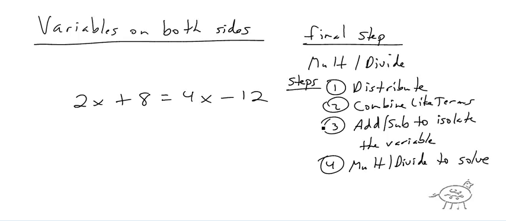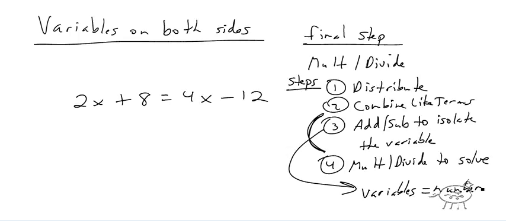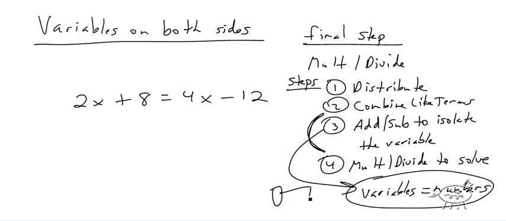This is really what we're going to be working on a lot now: adding and subtracting to isolate the variable. We're going to move the variable over to one side and the numbers over to the other side. That's actually really important. So number 3 is really, you're going to have variables equals numbers. That's pretty key. You know what that is? That is a key.